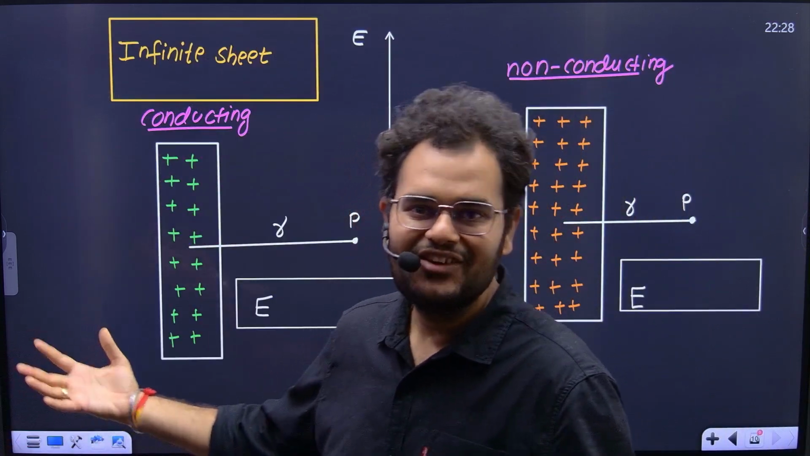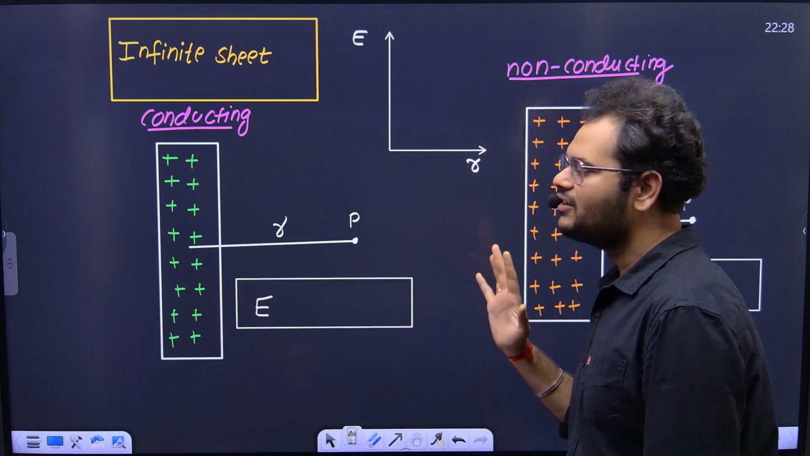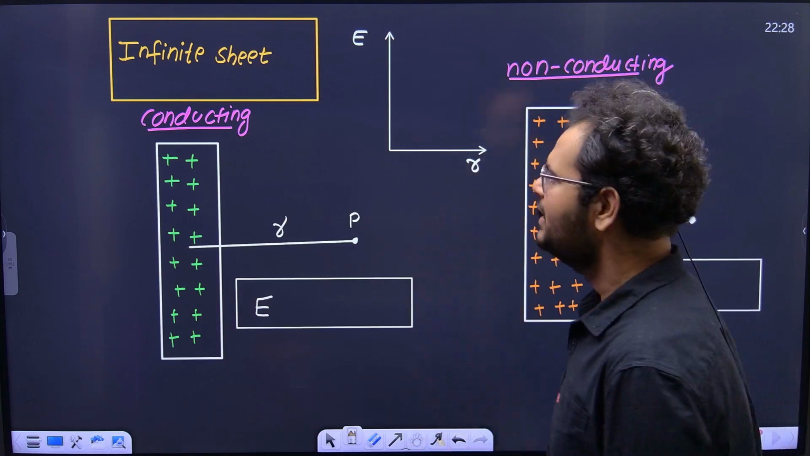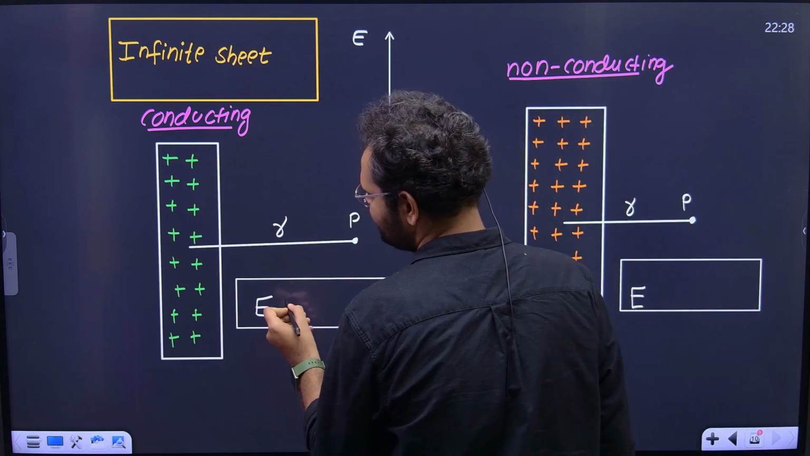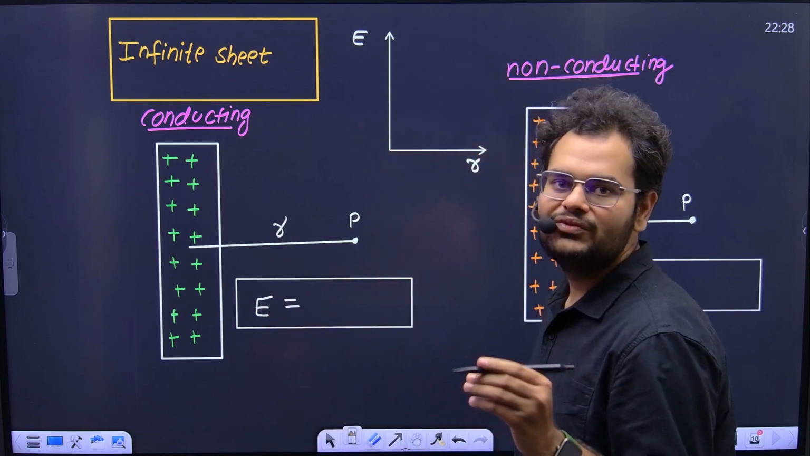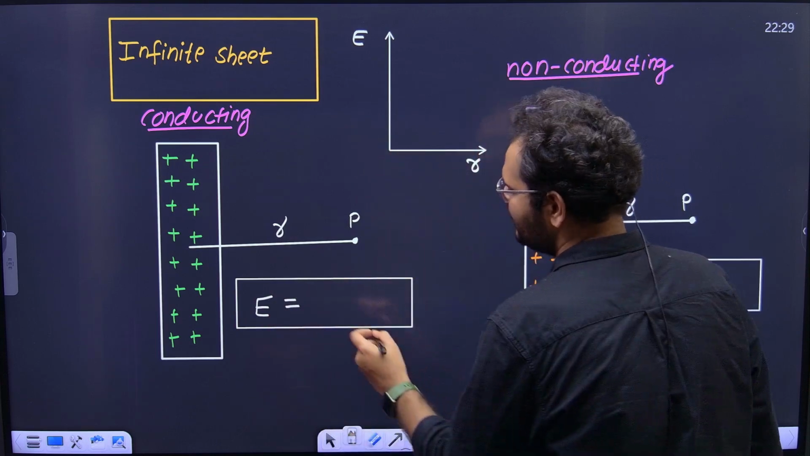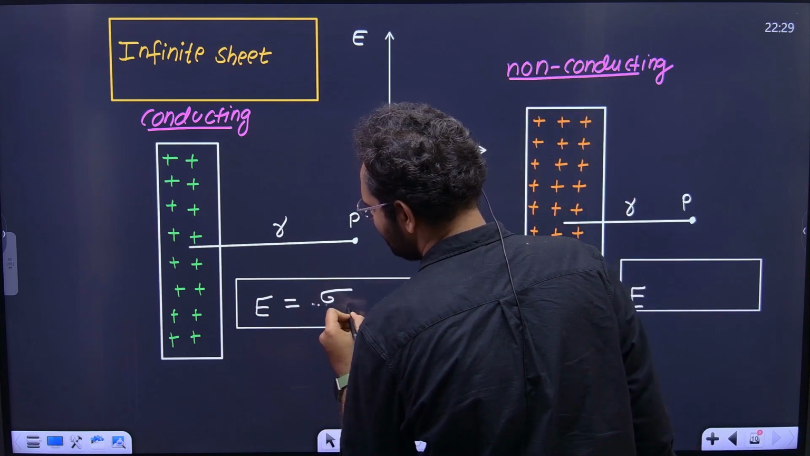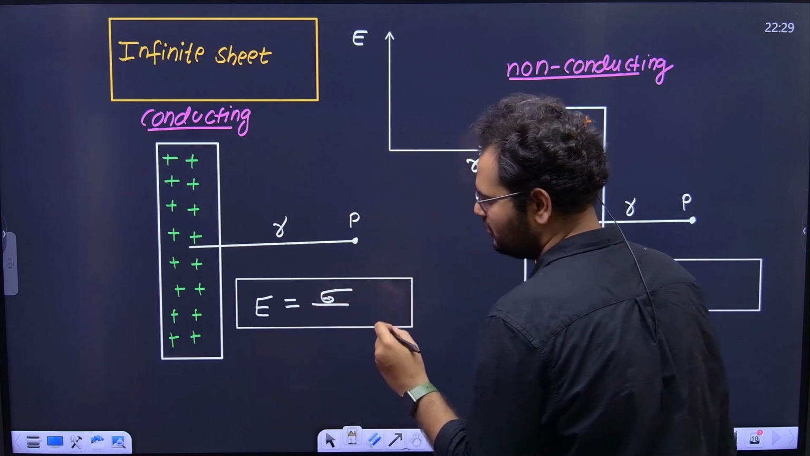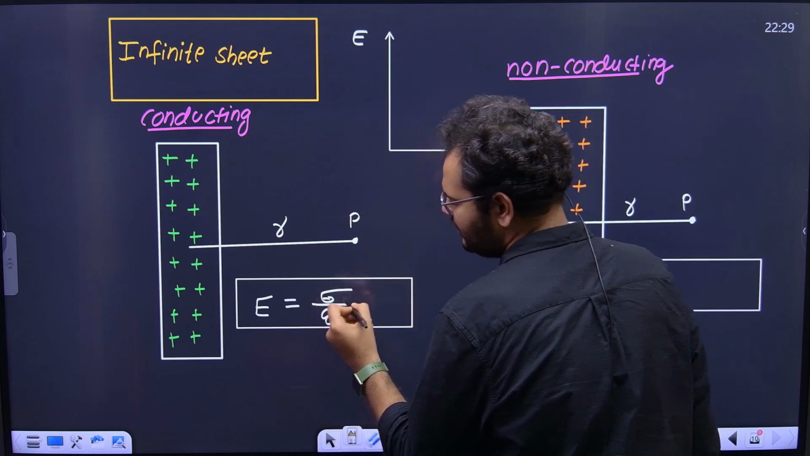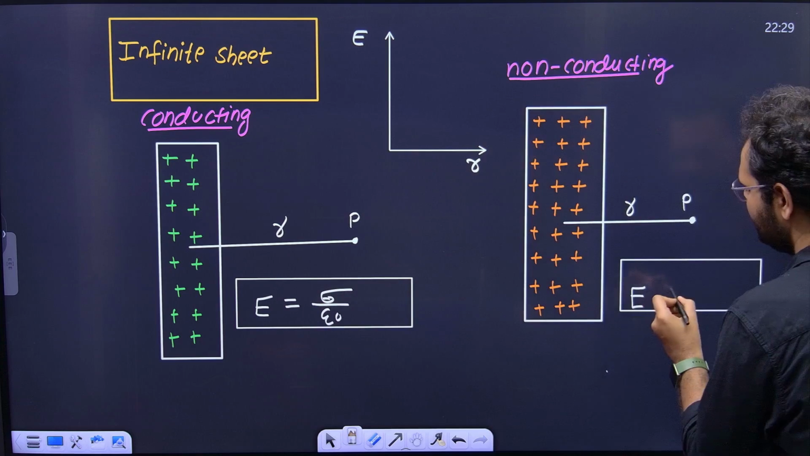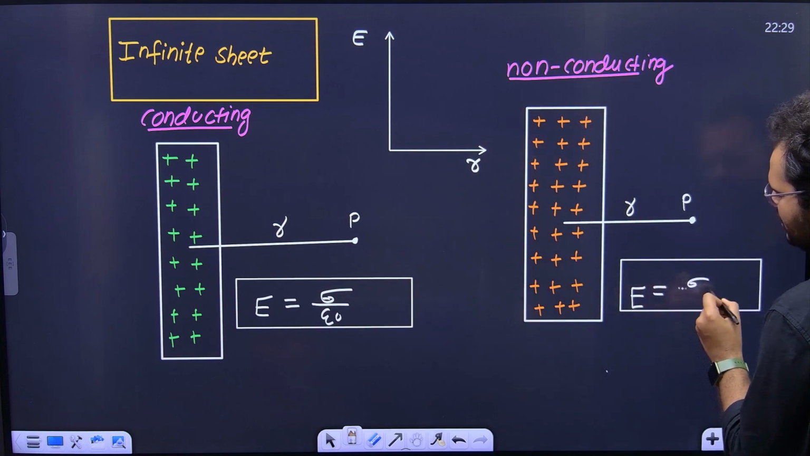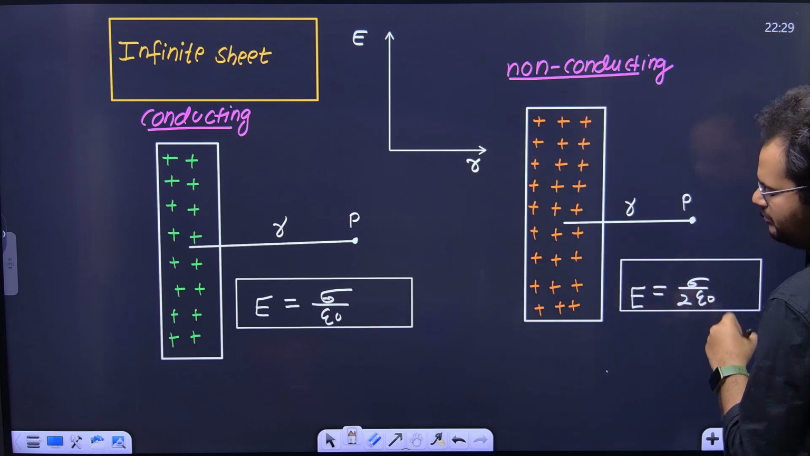And the last part, infinite sheet. Now from here, we get confused. So always remember that a conducting sheet has a greater electric field. And how is it given, sir? Sigma upon epsilon naught, where sigma is surface charge density, okay? And for non-conducting, how is it? Sigma upon 2 epsilon naught.